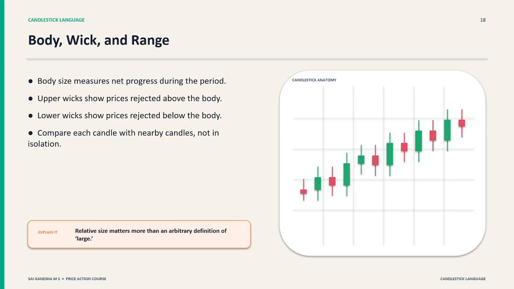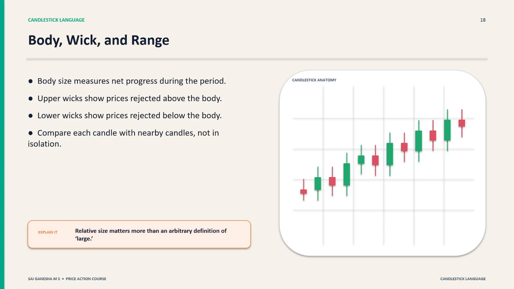The complete distance from the candle's high to its low is called the range. A wide range tells us that price covered a large distance during the period, and a narrow range tells us that price didn't move very far.